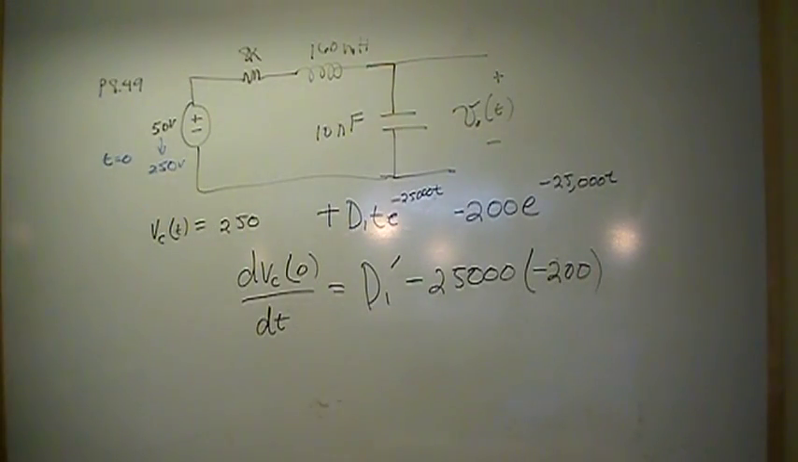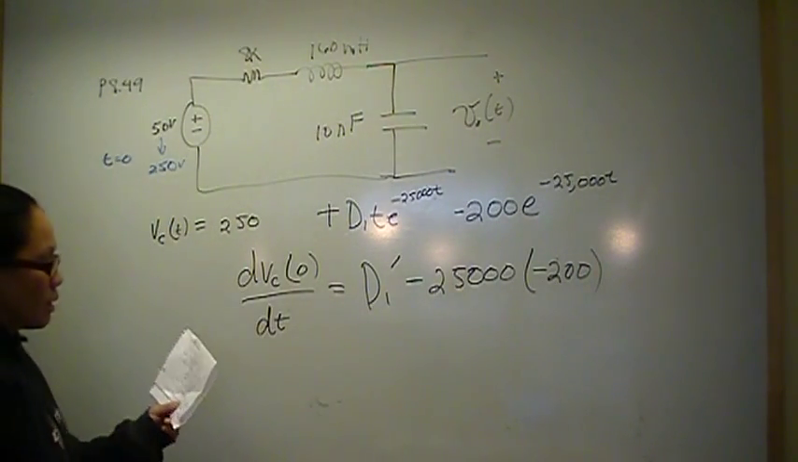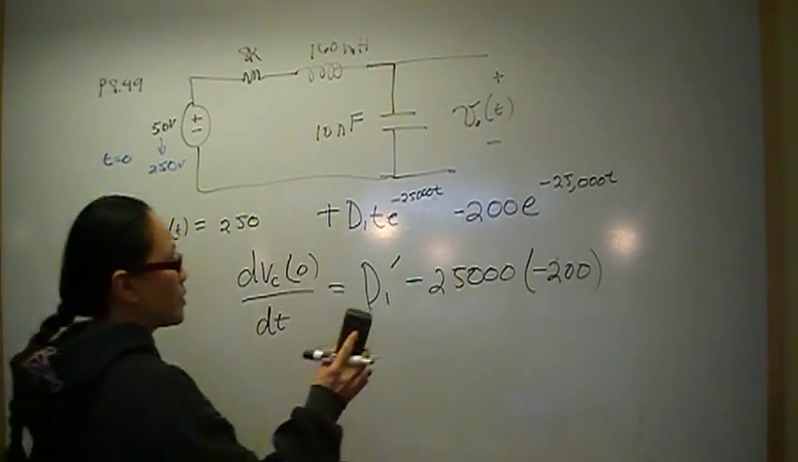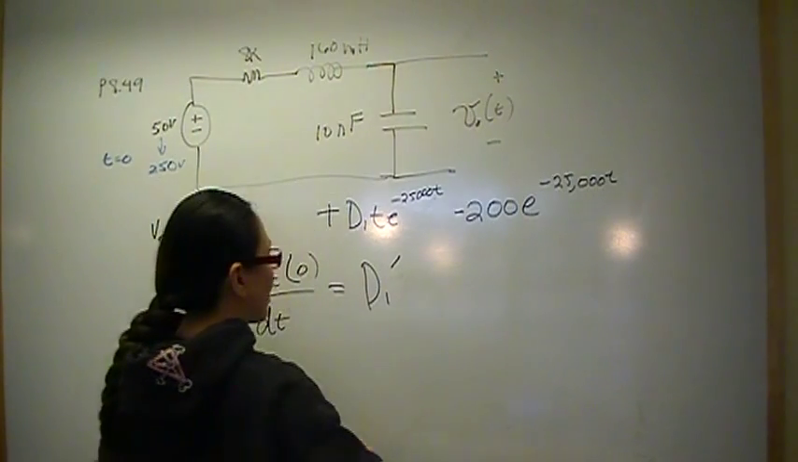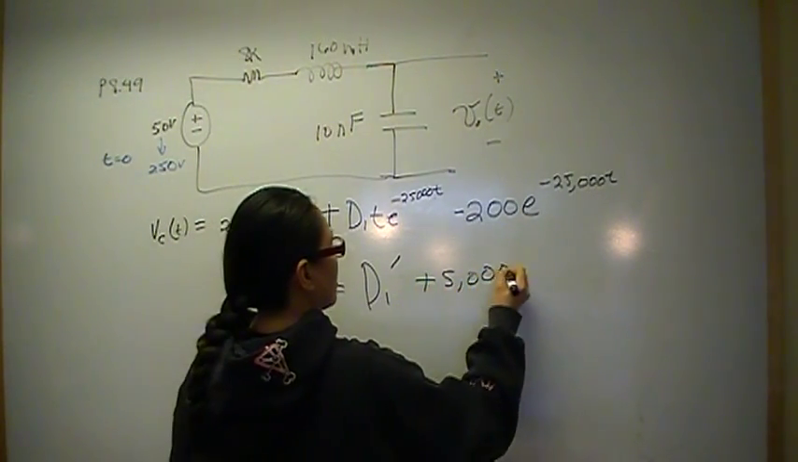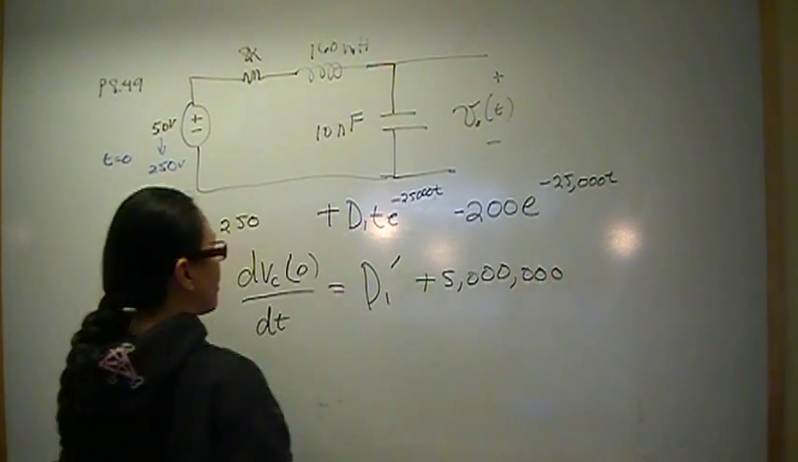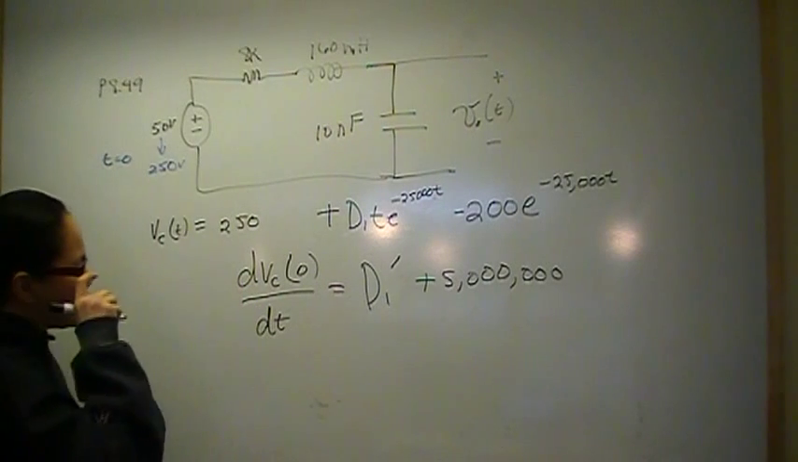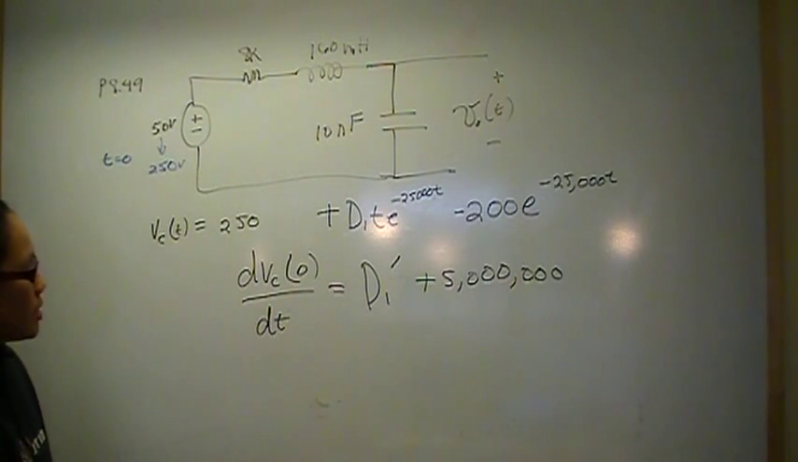All right, so negative 25,000 times negative 200 is 5 million. I'm going to replace that with 5 million plus 5 million. I almost have it. I need to find out what is the dVc(0)/dt.